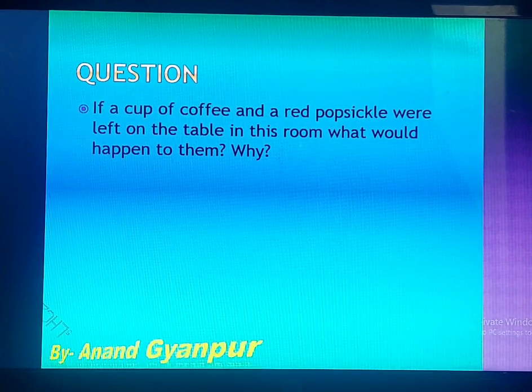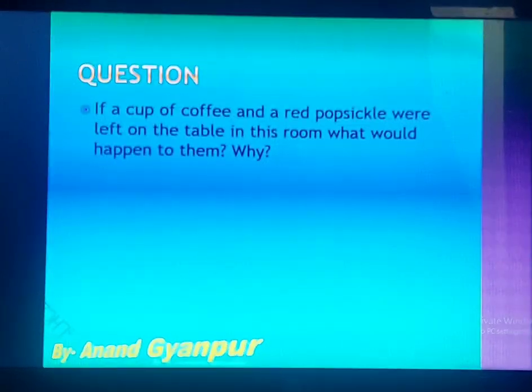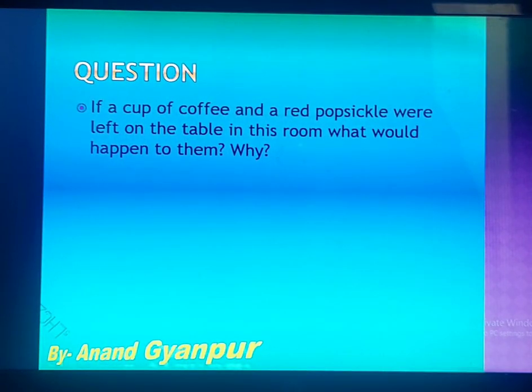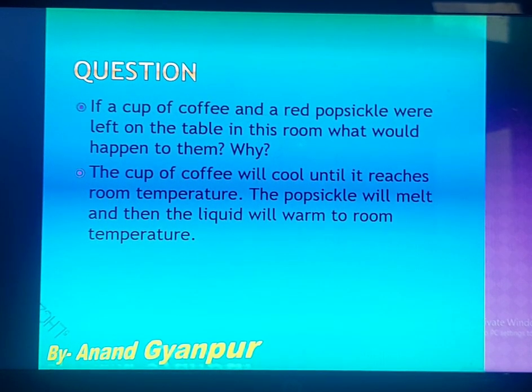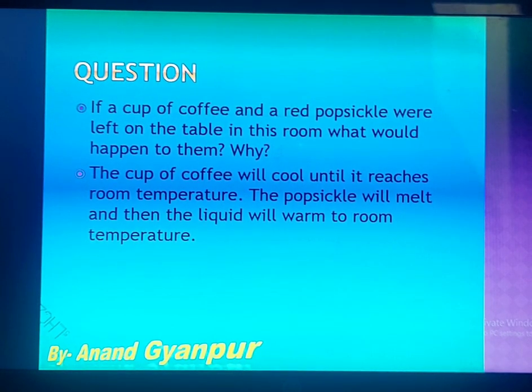Now the first question comes: if a cup of coffee and a red popsicle were left on a table in this room, what would happen and why? So here we have two objects, one is hot coffee and another is a red popsicle. One is hot and another is cold. So what will happen if you leave these objects in that room? The answer will be: the cup of coffee will cool until it reaches room temperature, the popsicle will melt, and then the liquid will warm to room temperature.